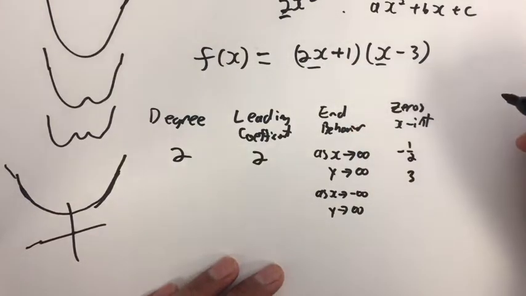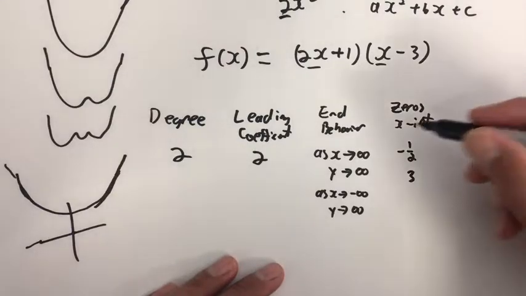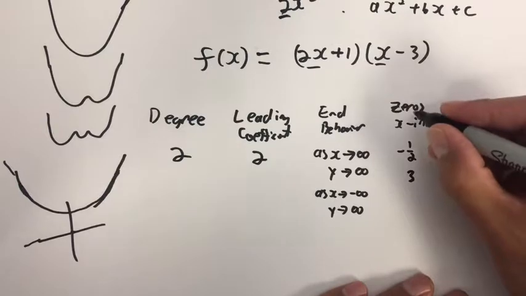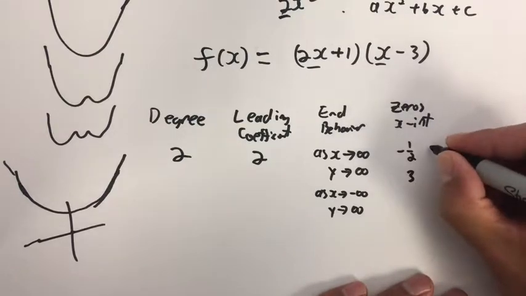You can watch a video on solving quadratics by factoring if this isn't completely obvious to you. Now the zeros are first order.